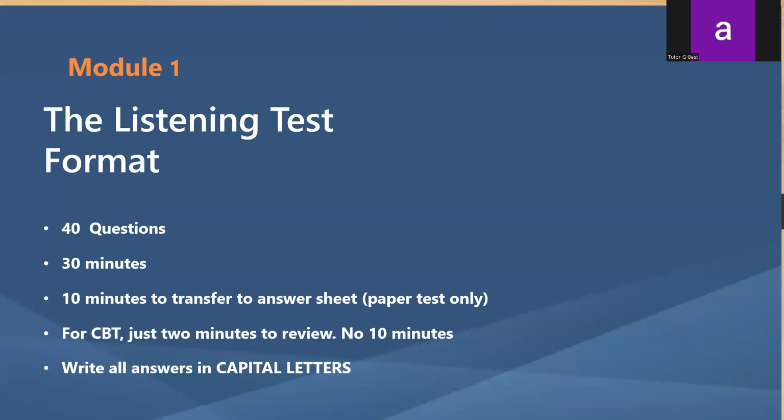So write your answers in small letters in your question paper, please. Why? Because it's faster. But when they give you 10 minutes to transfer to an answer sheet, transfer everything in capital letters. And I'll be explaining shortly why you should transfer in capital letters.